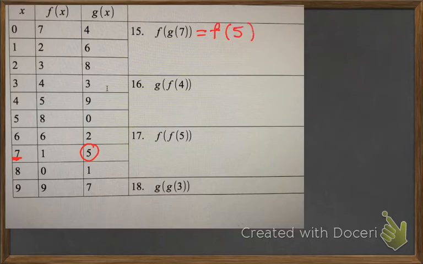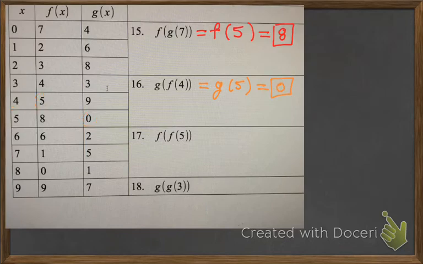Okay, now 5 is your input, that's your x, so we go to 5. And then what is f of 5? It's 8. Okay, then we get to play the same game again. Now we're going to do g of f of 4. So we're going to find the x value of 4. And then we're going to find f of 4, which is 5. And we're going to replace f of 4 with 5. G of 5. Now 5 is the input, that's our x. We're going to find g of 5, which is 0.